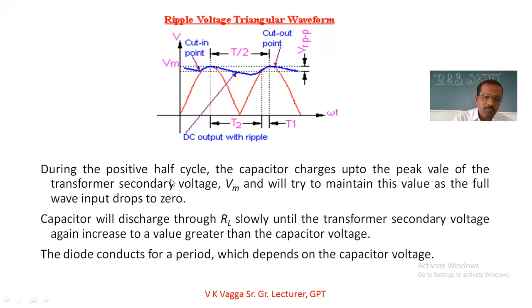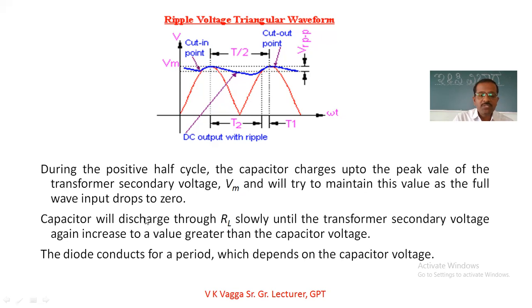During the positive half cycle, the capacitor is going to charge up to the peak value of the transformer secondary voltage Vm. So it charges up to the peak value in the positive half cycle, and the Vm, it will try to maintain this value as the full wave input drops to 0. It is going to try to maintain this voltage only until it reaches 0 here.